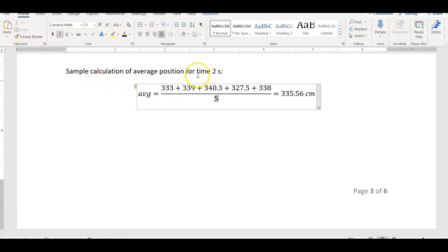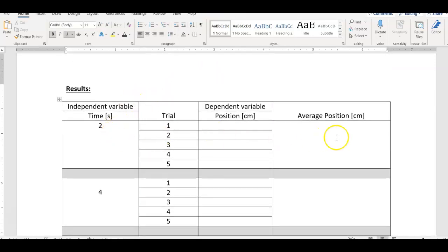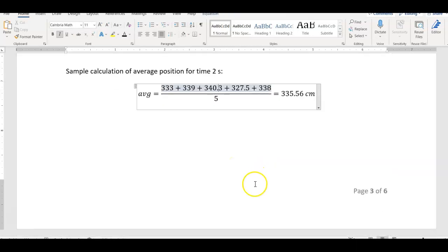And so we're using the time of 2 seconds. That should be your top row of your table, and we're going to add up the 5 positions that were measured, and then we're going to calculate the average. And so your numbers may be different. I would put in my exact numbers here, divide by 5, and then I would type the calculated average here. It does not calculate for you, but please make sure that you update this sample calculation at the bottom of your table.